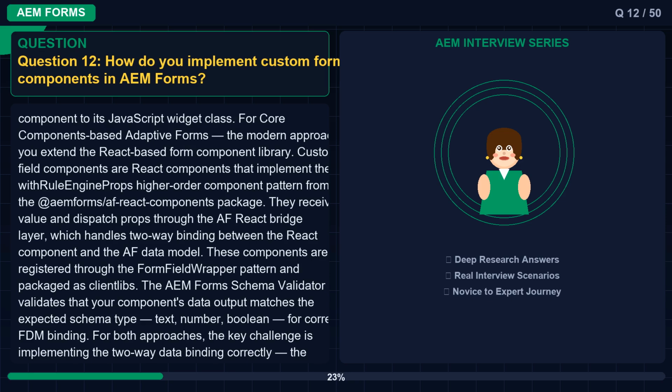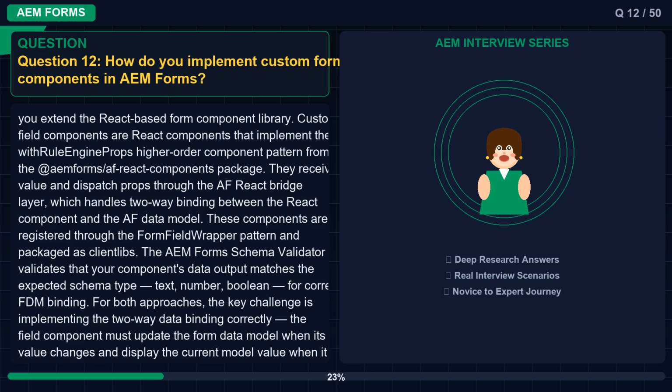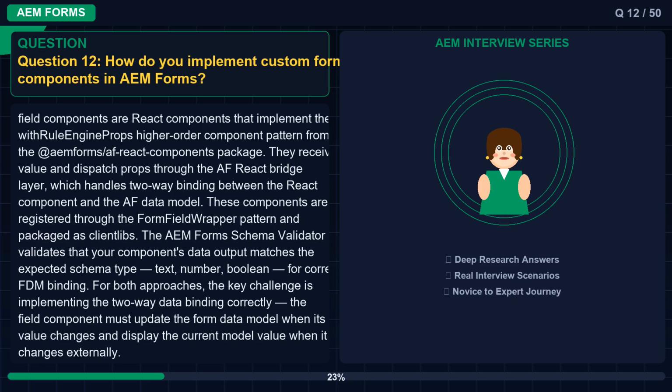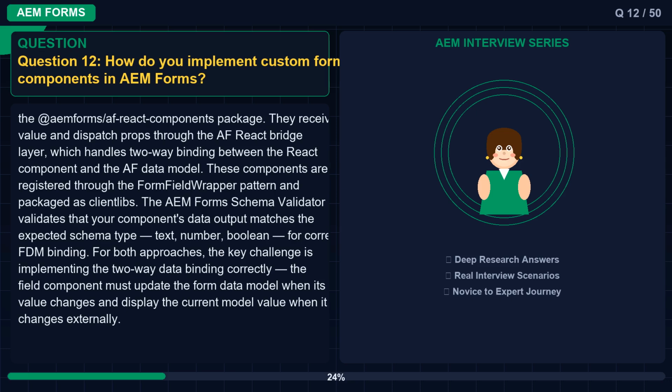The AEM Forms schema validator validates that your component's data output matches the expected schema type, text, number, boolean, for correct FDM binding. For both approaches, the key challenge is implementing the two-way data binding correctly. The field component must update the form data model when its value changes and display the current model value when it changes externally.